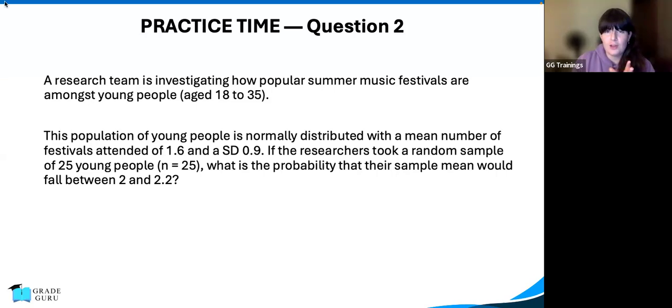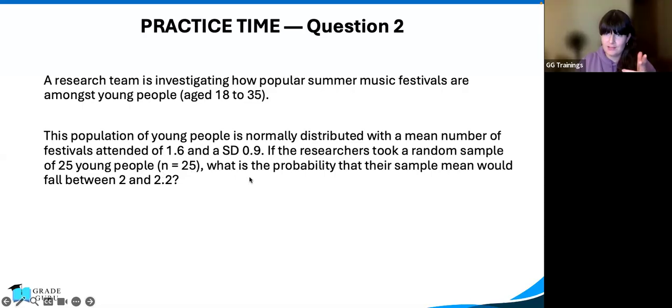So if you think about the two things, Z transformation and sampling distribution of means, the key word in sampling distribution is sample. It's more about the keywords that are usually not there when we do a Z transformation. So we're reading so far up until SD of 0.9, it could be either one. Okay. If the researchers took a random sample of 25 young people, N equals 25.